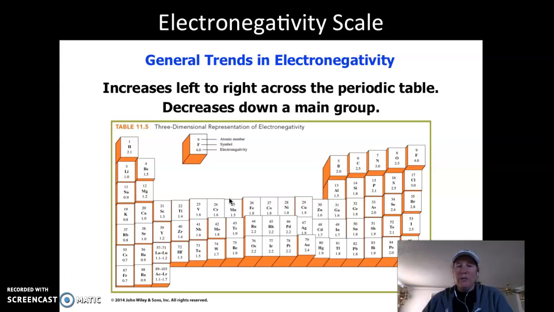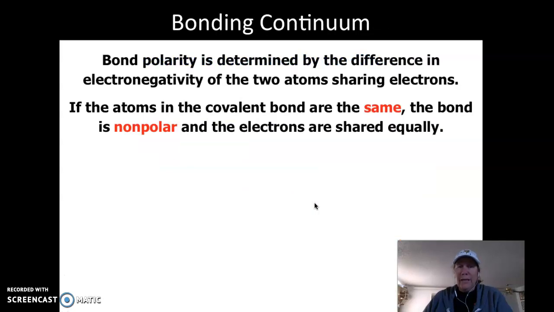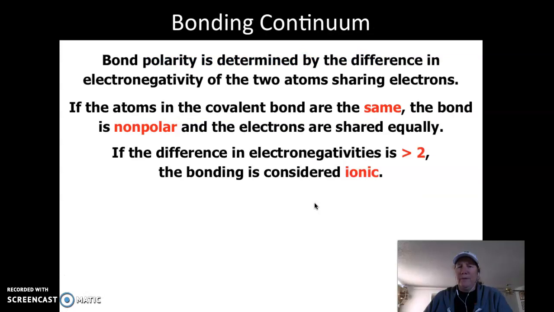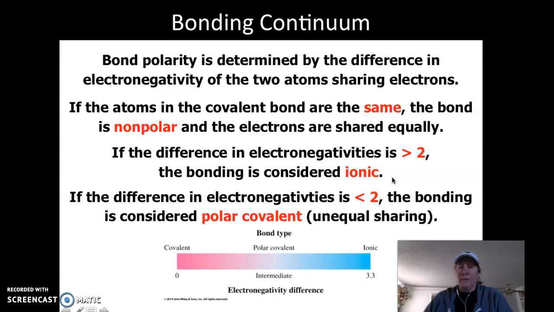So all you have to do is use the differences in their electronegativity to figure out what type of bond it is. Bond polarity is determined by the difference in the electronegativity. Here they have it greater than 2. It's actually 1.7, you guys. So if the difference is 1.7 or higher, then it's an ionic bond. If it's less than 1.7, it's going to be a covalent bond. They're going to share electrons.